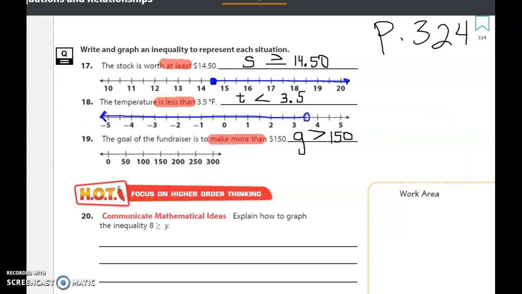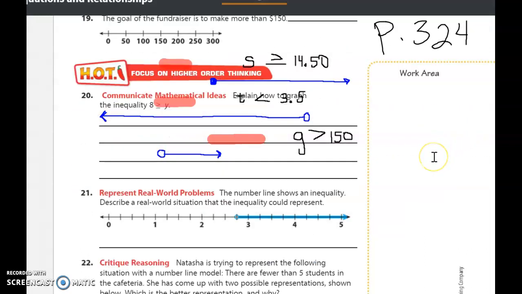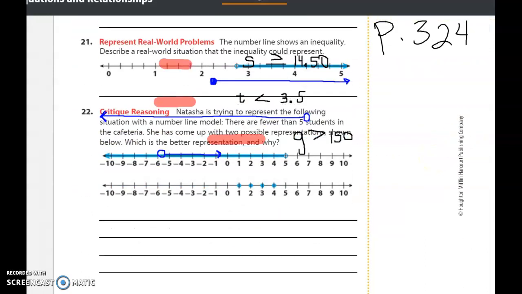So that's our inequality. Now when I graph that, I'm going to go to 150. Again, I don't want to raise 150. I'm going to leave that an open circle. I want to raise more than that. So it could be any of the values on the right-hand side over here. All right, we are going to skip number 20 and 21, and we're going to focus on number 22 down at the bottom.